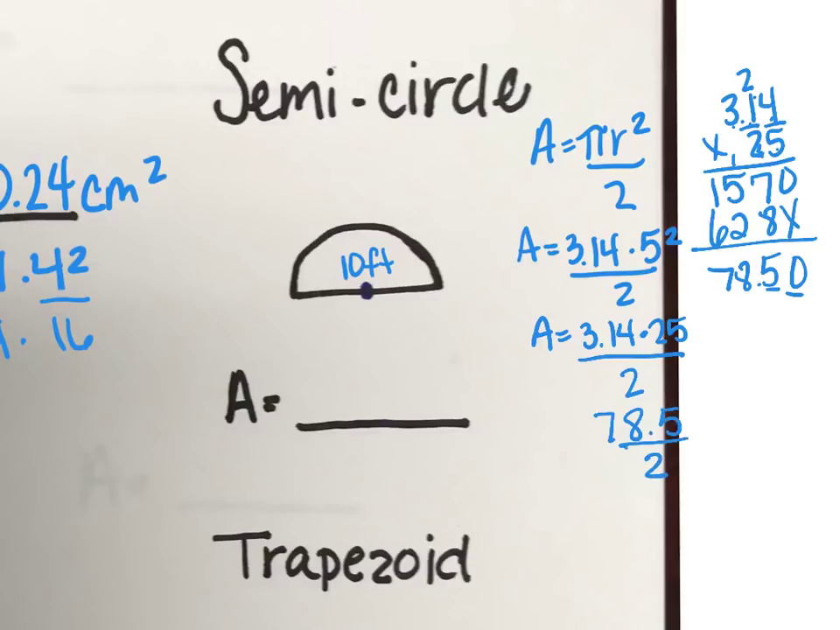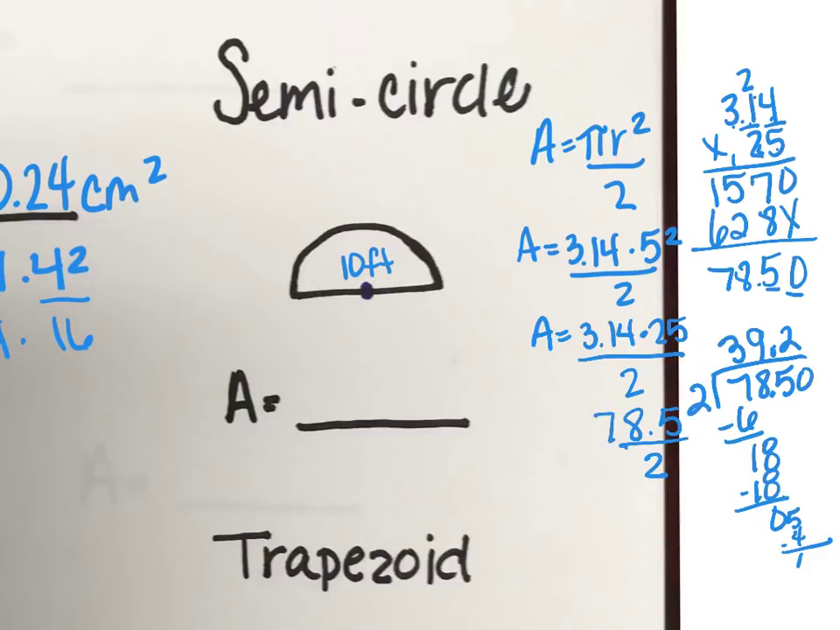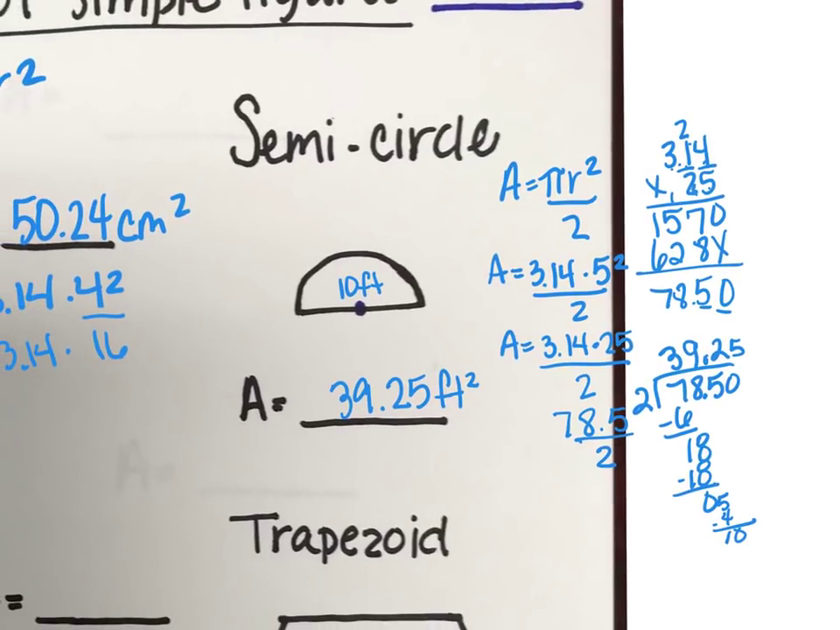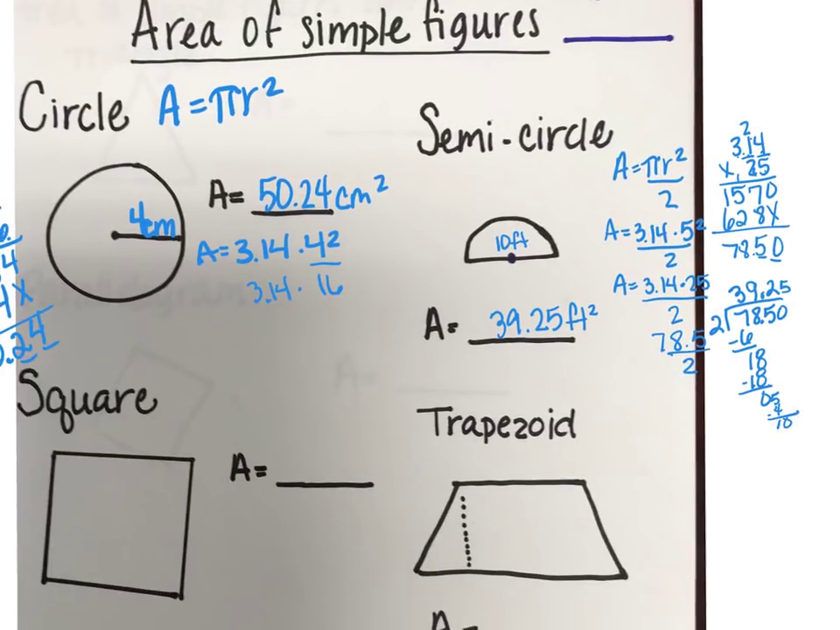Divided by 2. So that's our last step. We're going to divide by 2. 2 goes into 7 3 times, with 1 left over. 2 goes into 18 9 times, with nothing left over. Drop down your 5. And I just put my decimal up because I didn't move it. 2 goes into 5 twice. And then 1 goes in there 5 times. So our answer is going to be area equals 39.25 feet squared. Okay, so that's a semicircle. Remember, divide by 2.